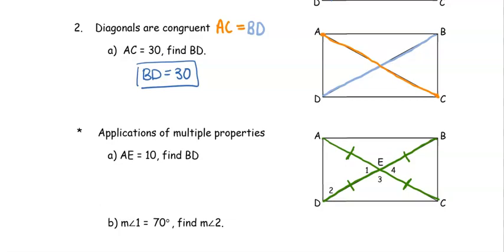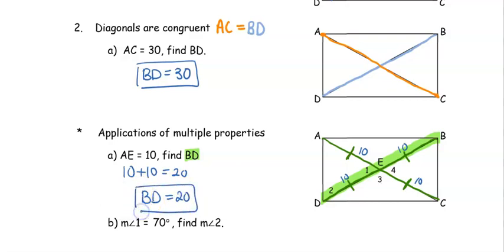So here, when I give you that AE is 10, and I ask you to find BD, we're thinking about how these pieces relate. If AE is 10, then EC is 10. Oh, but that means that DE is also 10, and EB is also 10. The question is asking for BD, which is the length of that entire segment. So I need to do 10 plus 10 to get 20. So the length of my diagonal BD is going to be 20.